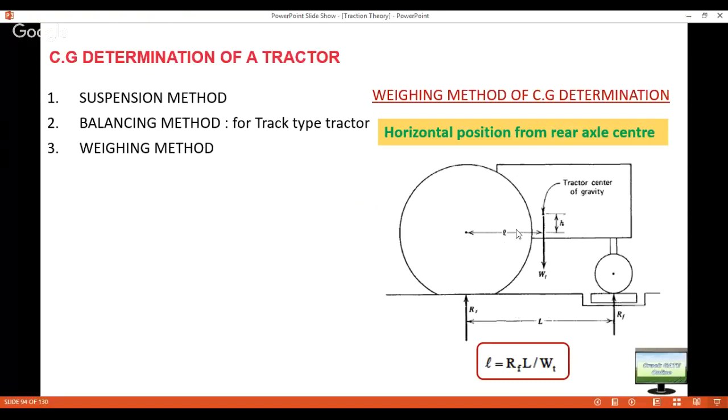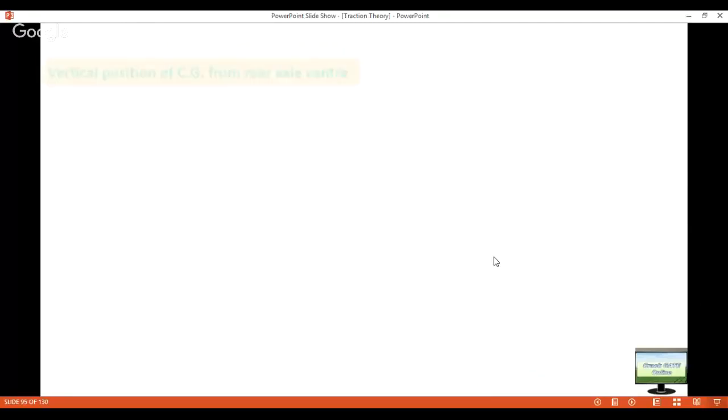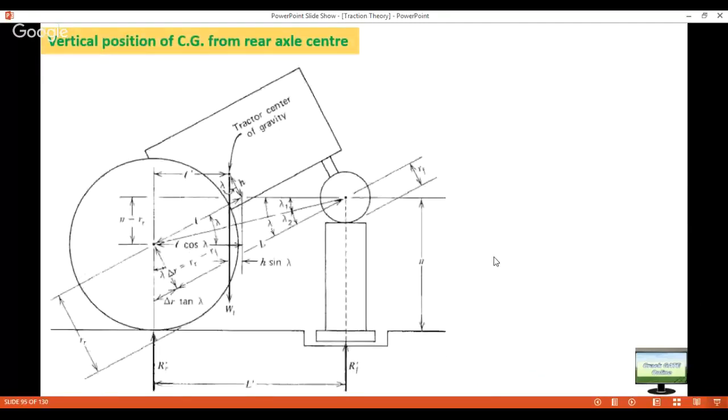Now moving ahead, the next thing is the vertical position of center of gravity from the medial axis center. That is a bit tricky. In that case you have to lift the tractor by a certain amount. Once you lift the tractor, the center of gravity point will shift. If you are lifting it in the upward direction, then the center of gravity will also shift upward. Then the wheelbase will also change, the small l will also change with respect to the new center of gravity, which we are going to see. So moving ahead, this is the vertical position of center of gravity from the medial axis center.